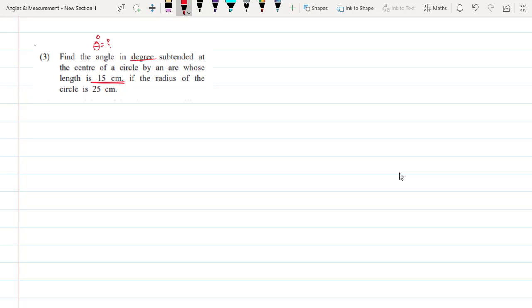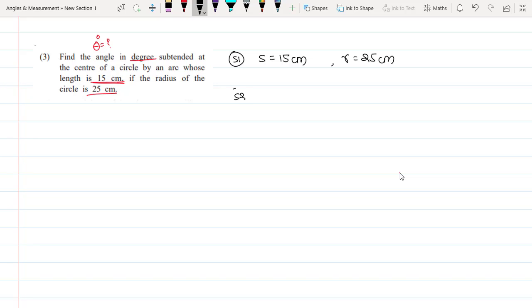Yes, exactly. S they have given. If the radius of the circle is 25 centimeter. What a straight forward question. Okay, I will just rewrite this question and I will leave it for you. Theta degree they have given, S is equal to 15 centimeter. And the radius also they have given, which is 25 centimeter.